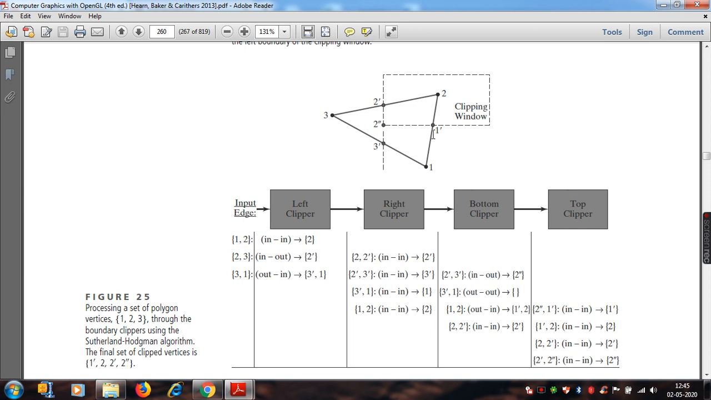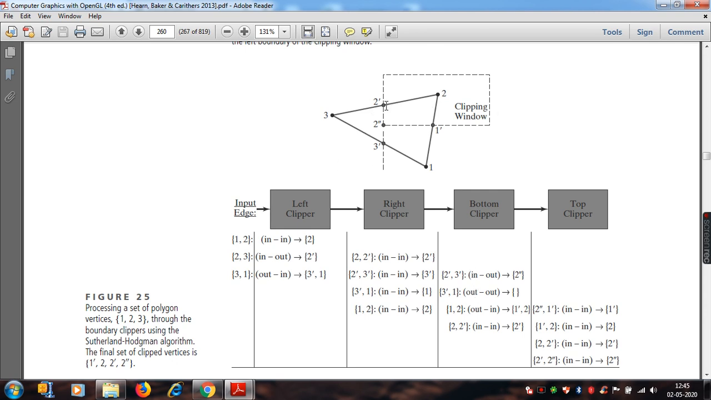Here you can see what is the first stage. 2 to 2 dash I am passing to the right clipper, now we are discussing. 2 to 2 dash we are passing. That is, both are inside case. Both are inside, what do we do? We send the second end point to the next stage. So to produce this 2 dash. Okay, 2 to 2 dash is over.